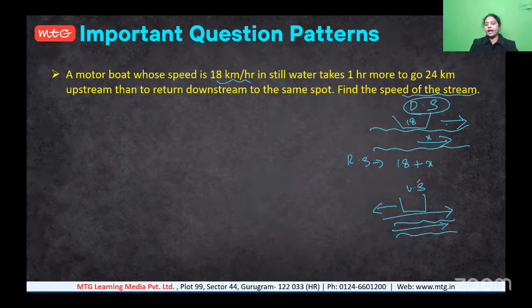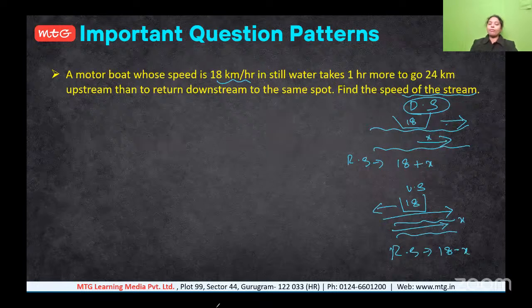बोट की स्पीड क्या है यहाँ पे, 18 किलोमीटर पर आवर. वाटर की स्पीड क्या सोचा हमने, x किलोमीटर पर आवर. अब ये बोट जो 18 किलोमीटर पर आवर स्पीड से जा रही है, ये पानी उसे उतनी स्पीड से नहीं जाने देगी, मतलब उसकी स्पीड कम कर देगी. कितना कम कर देगी, x.